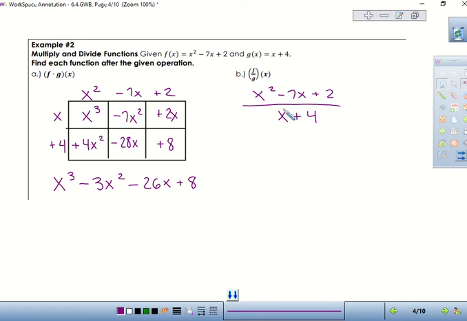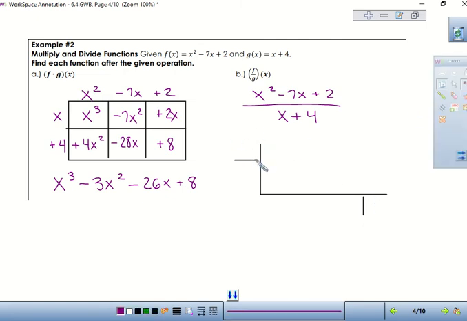I opt to use synthetic when possible. Is it possible in this scenario? Yes, because this is a linear binomial with a coefficient of 1. That means just an x plus or minus something. Fancier way of saying that. So I'm going to go ahead and use synthetic division. But yes, long division would also work here as well.